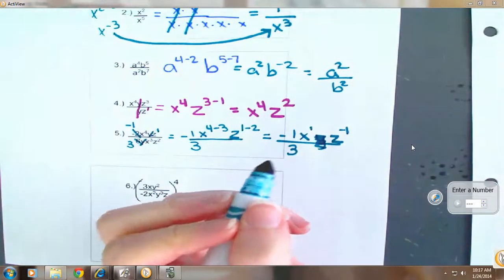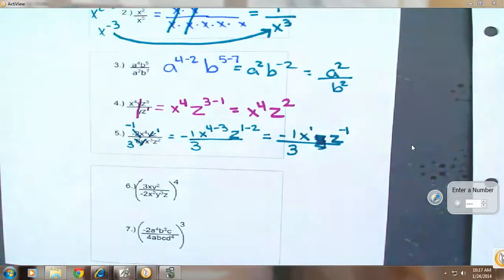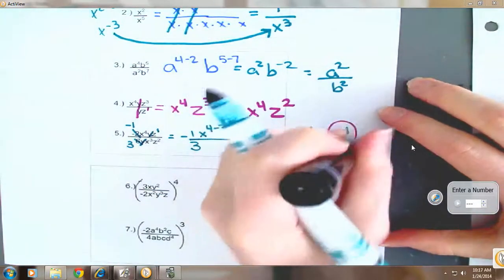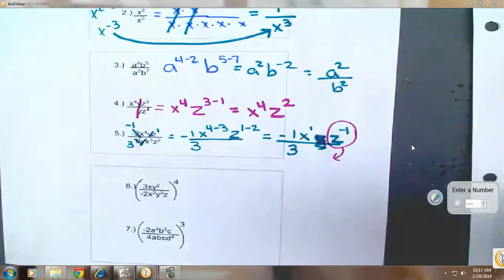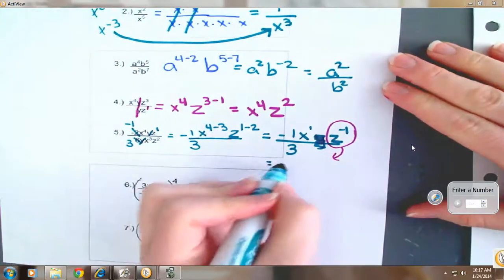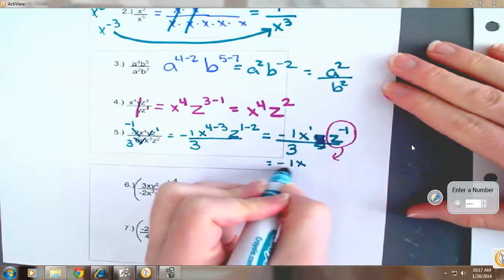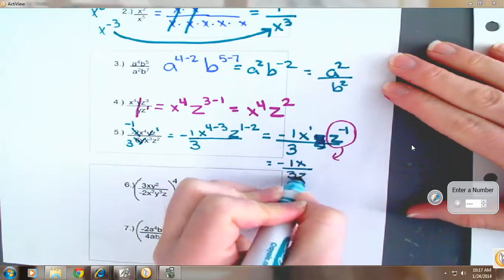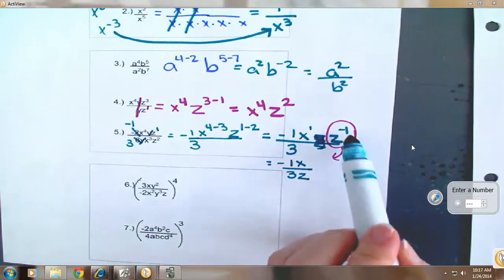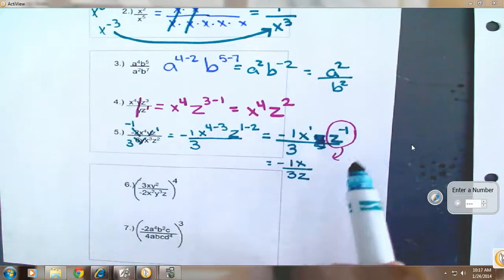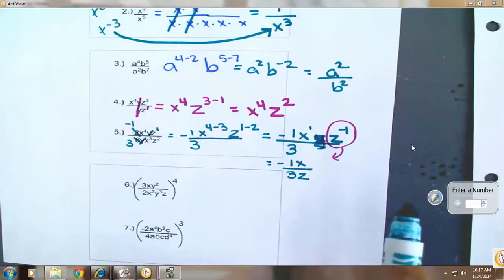Now, we don't want to leave a negative exponent in our final answer. So what do you suspect is going to happen to the z? Okay, he's going to go to the bottom. So we write this out. We have negative 1x in the numerator, and we have 3z in the bottom. Now, when I wrote that in the denominator, what happens to that negative exponent? It's going to turn into positive.